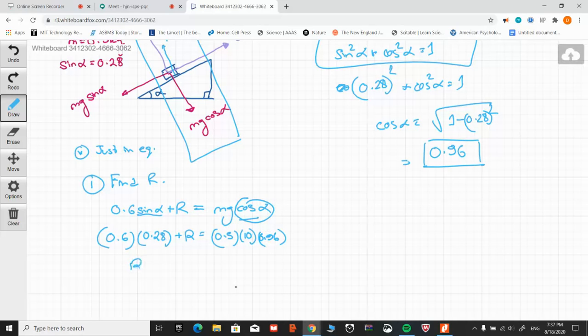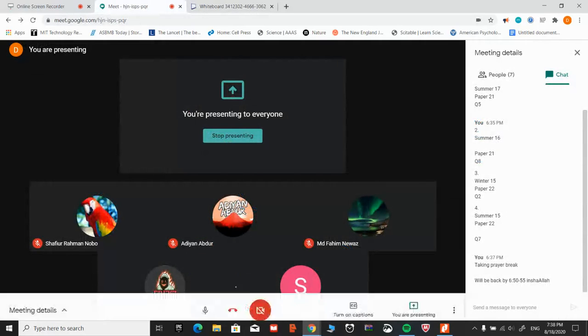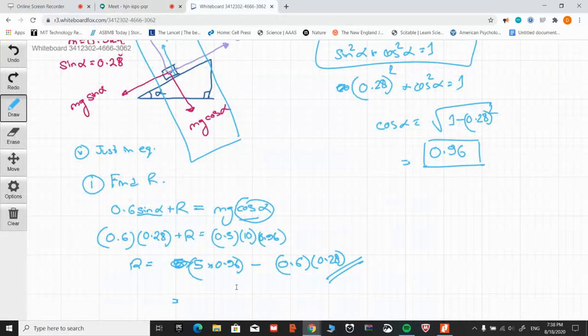Great. Now we can make R the subject. So that is 5 into 0.96 minus 0.6 times 0.28. এটার ভ্যালু কি? এটার ভ্যালু বের করো কেউ। Shafir, 4.6. All right, 4.6 Newton. ঠিক আছে, that is how we did it. Any questions?